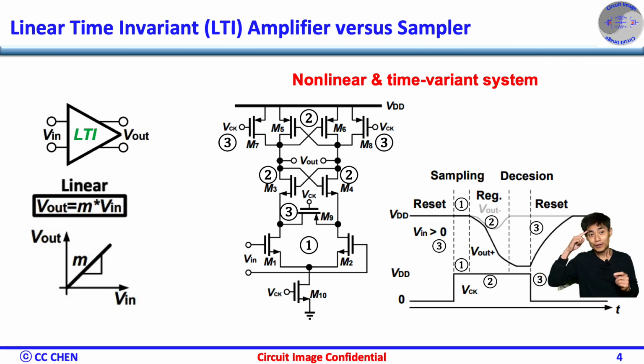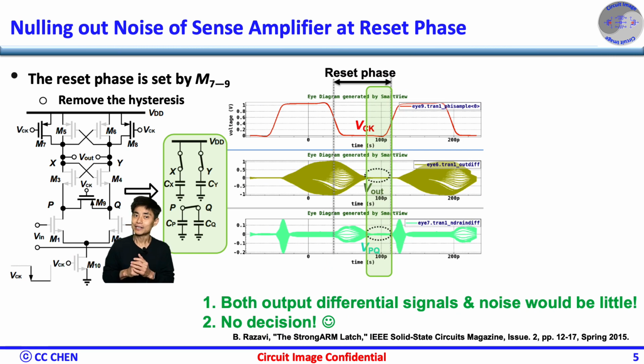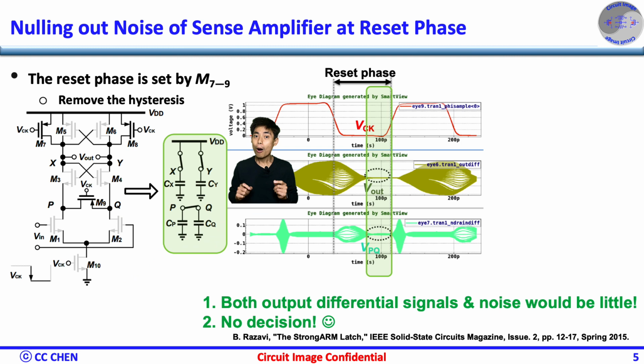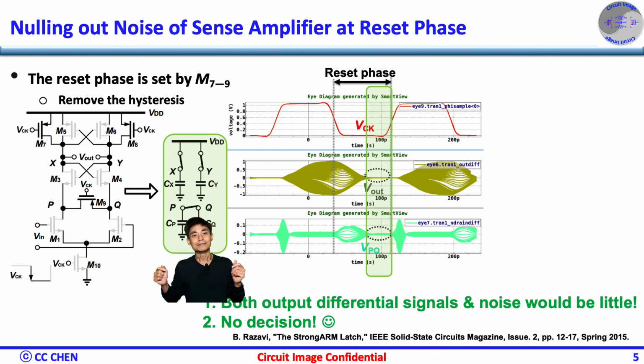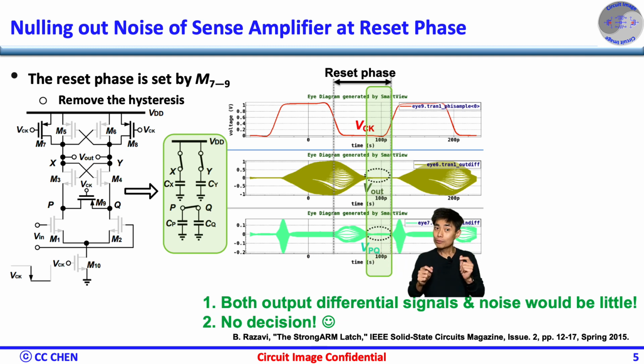Think about each phase operation image for 5 seconds. Right, let's start with the reset phase. As you can see, the reset phase will short the output to VDD and the outputs to the same level. Therefore, not only the output differential signal, but also the output differential noise will be little. In addition, during the reset phase, no one will care about the noise here, since no decision or error could be made during this phase.